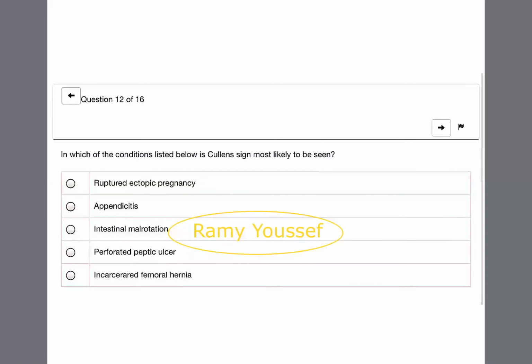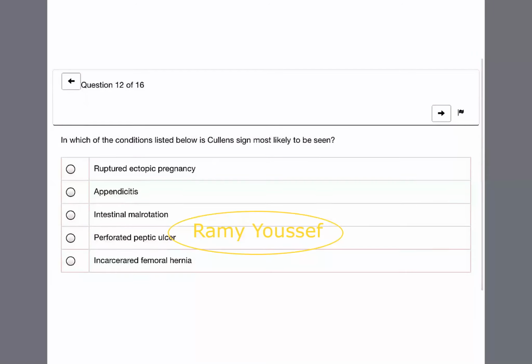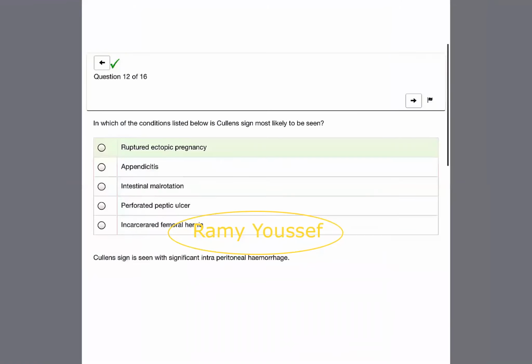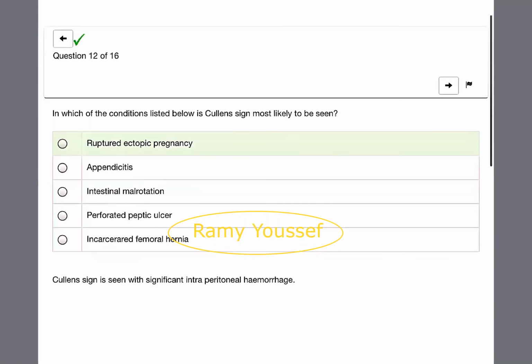Intraperitoneal hemorrhage. Let's go for the next few choices. Yes, it's ectopic: ruptured ectopic pregnancy, appendicitis, intestinal malrotation, perforated peptic ulcer, incarcerated femoral hernia. So, ruptured ectopic pregnancy. Okay, without reading the rest of the answers, we know Cullen's sign.